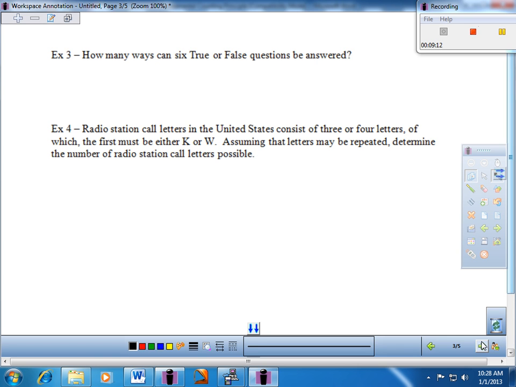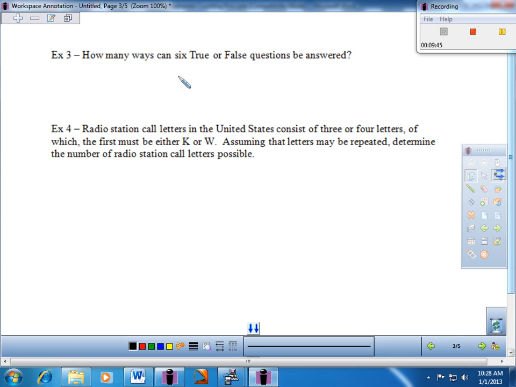Number 3. So we just have to interpret, that's going to be the key, and break it on down into individual tasks. How many ways can 6 true or false questions be answered? All right, so think about this. You're sitting in front of you, and you've got 6 true-false questions, and your first task is obviously to answer the first question. So what I would ask you is task number 1, answering the first question, how many possibilities are there for the first question?